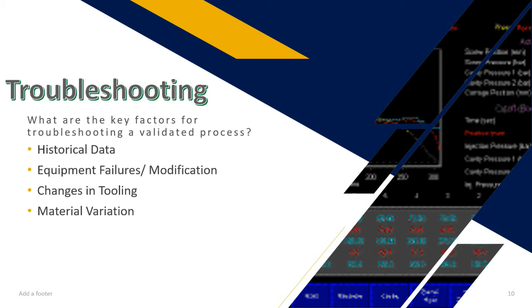Then there's also the consideration of material variation. If material isn't consistent, then your process is going to suffer. Then there's also the effect of labor. That's how man or the operator affects our process. Then lastly, we're also going to take into consideration unplanned maintenance.